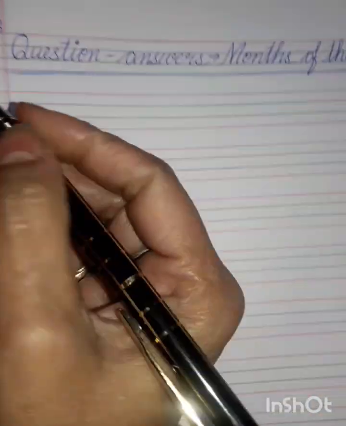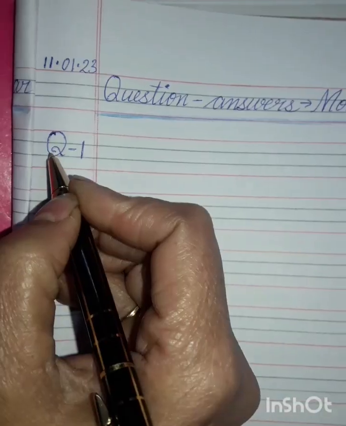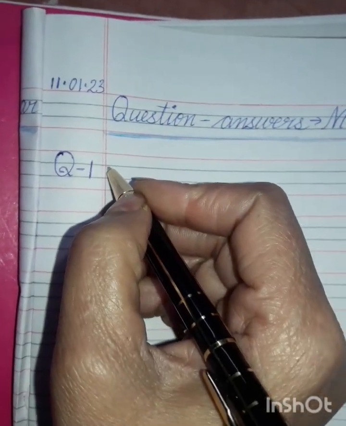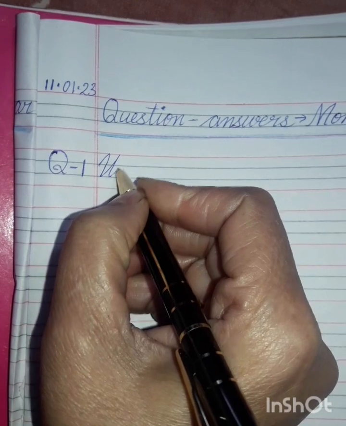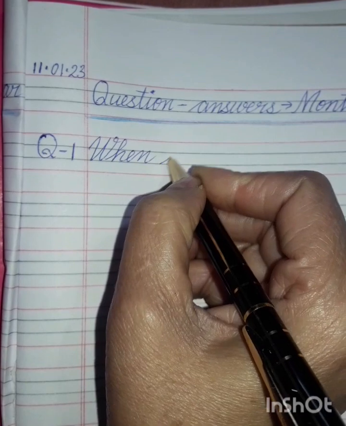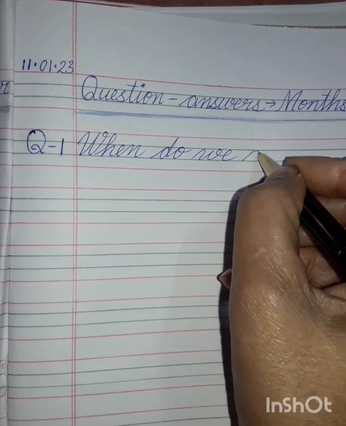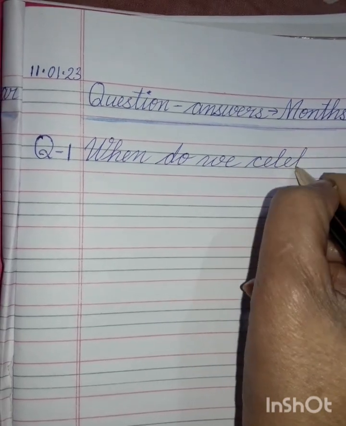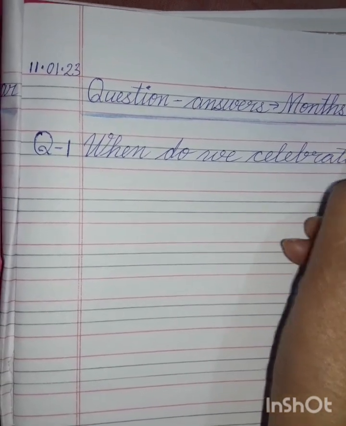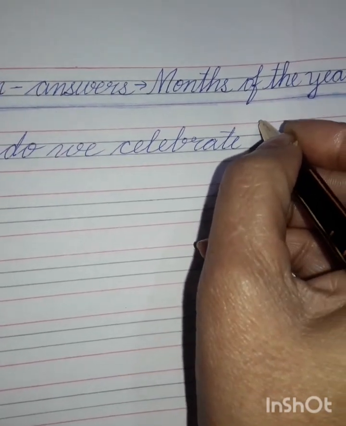Okay. Now, write the question number 1, Q1. This is the short form of the question. Fine. So, the first question is, when do we celebrate, C-E-L-E-B-R-A-T-E, celebrate, Children's Day. So we will write Children's Day in inverted commas.